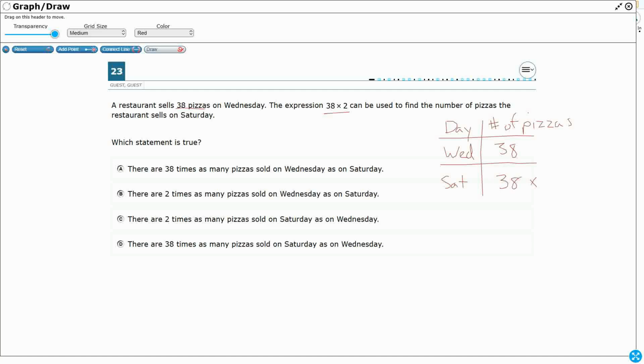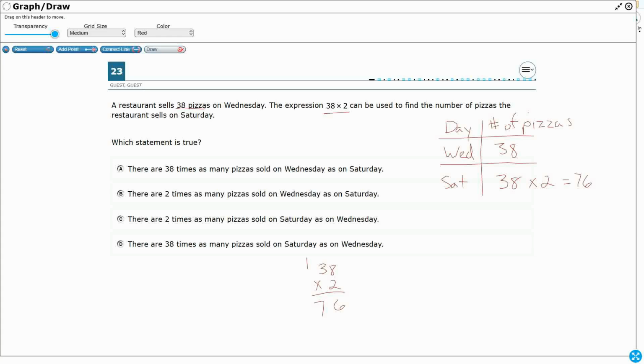So really what they're doing is they're taking Wednesday and doubling it, because that times 2 is going to get us a double. Let's figure out what that is. 38 times 2, or we could do 38 plus 38, if that's a little bit better. 3 times 2 is 6, and the 1 is 7. So there's 76. There's double the amount on Saturday, and now we just need to find the statement that best describes that. So let's take these statements and try to put them into equations.